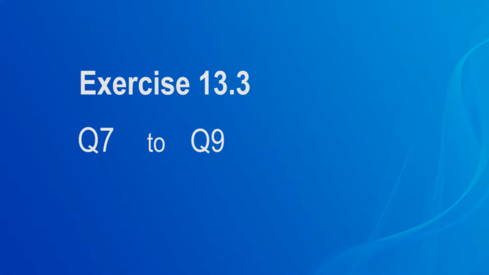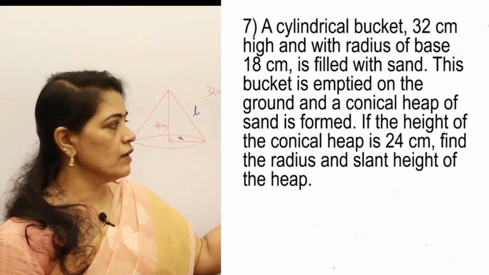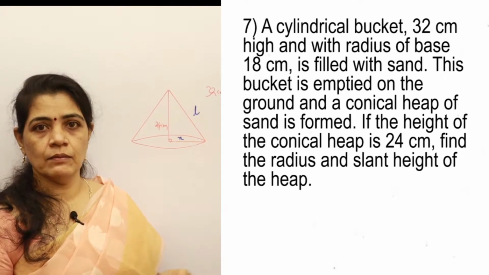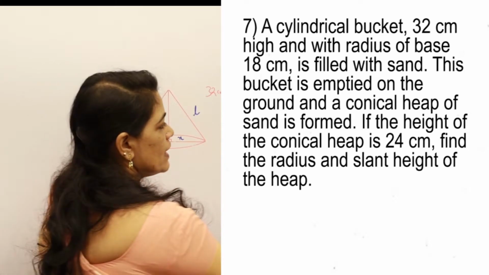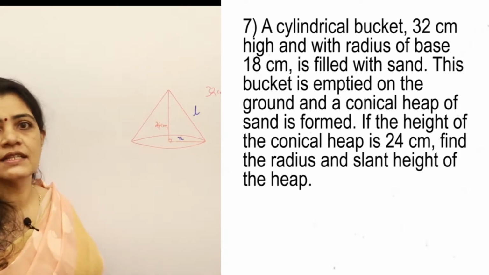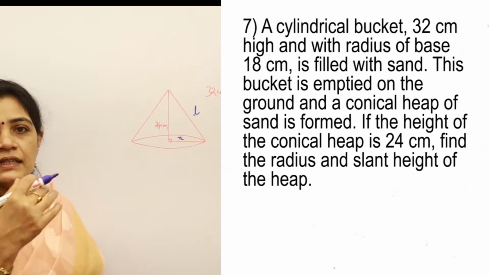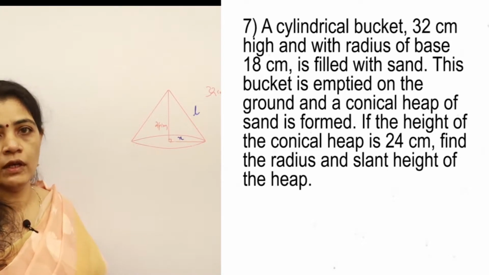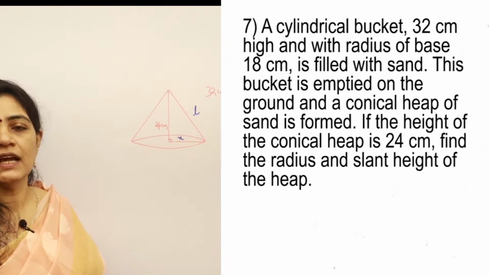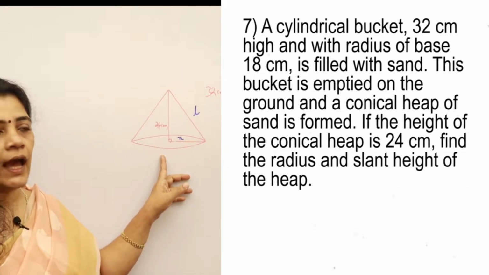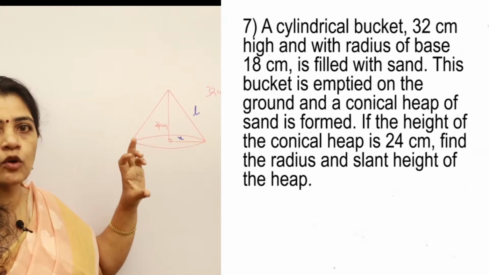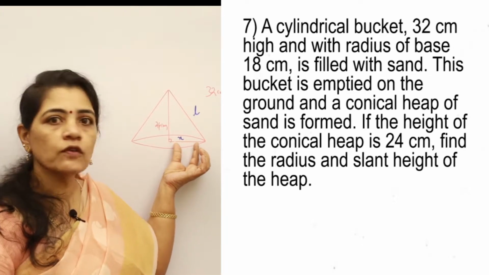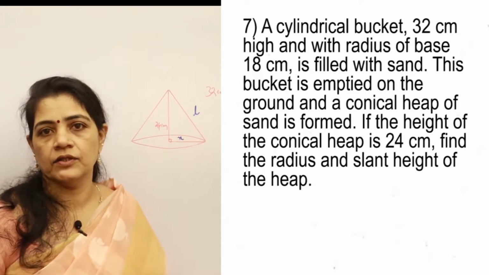Let us solve together. In this seventh problem, we are given a cylindrical bucket whose length is 32 centimeter and radius is 18 centimeter, filled with sand, and the bucket is emptied on the ground. That means the sand is there on the ground now, and a conical heap of sand is formed. See the figure. The height of the conical heap is given as 24 centimeter. We have to find out the radius of the conical heap and the slant height.